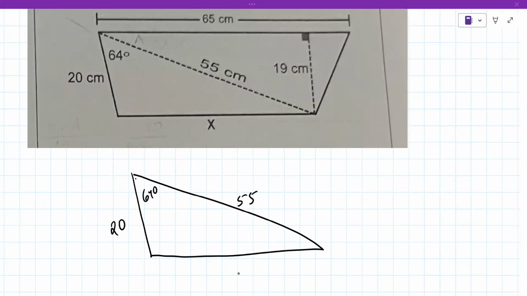So this one is not a right triangle. So what can you do to find the opposite side when you don't have a right triangle? What are the two possibilities? This one, you've got a side, an angle, and a side. Do you remember which one that is? Is that law of sines or law of cosines? Law of cosines, good.